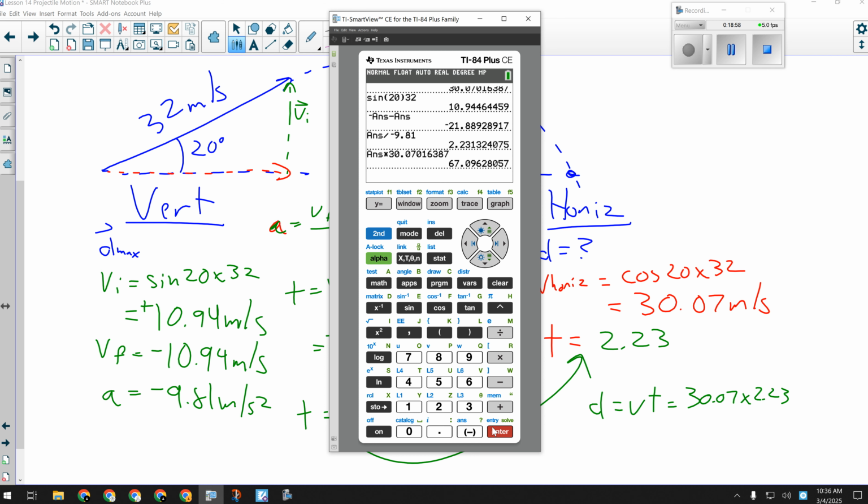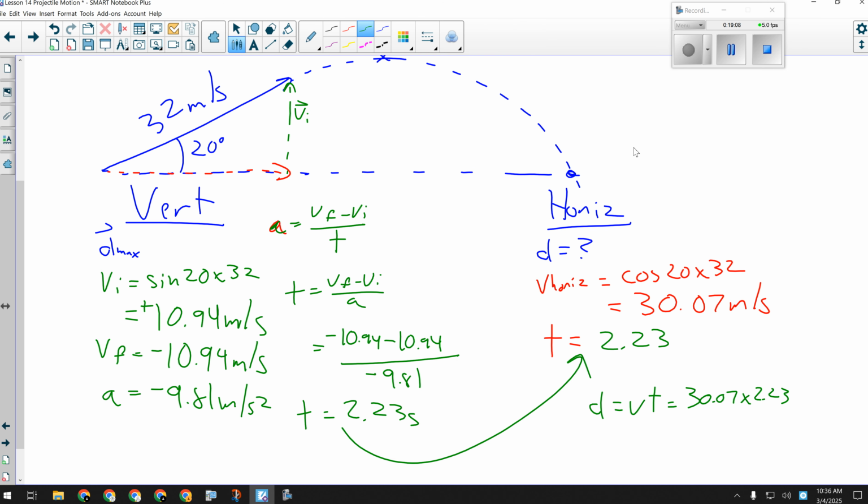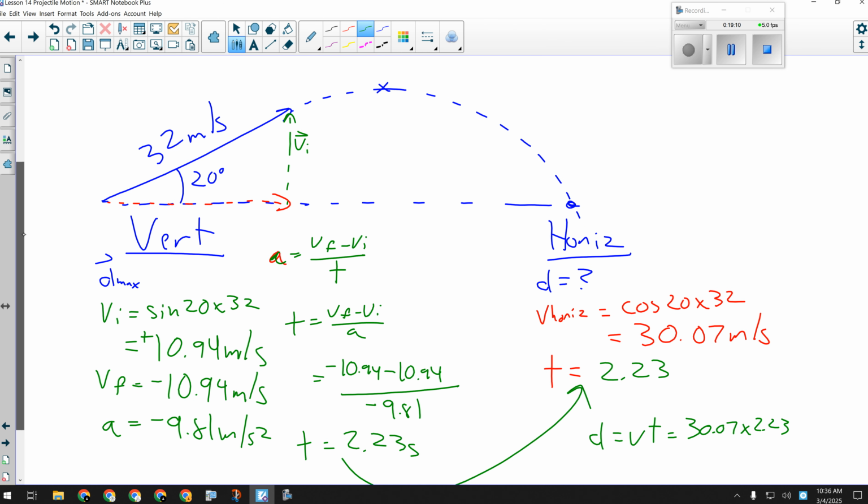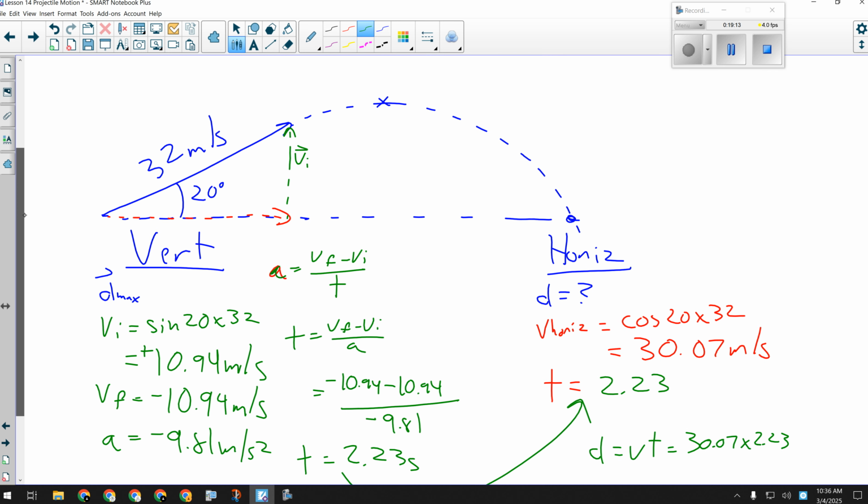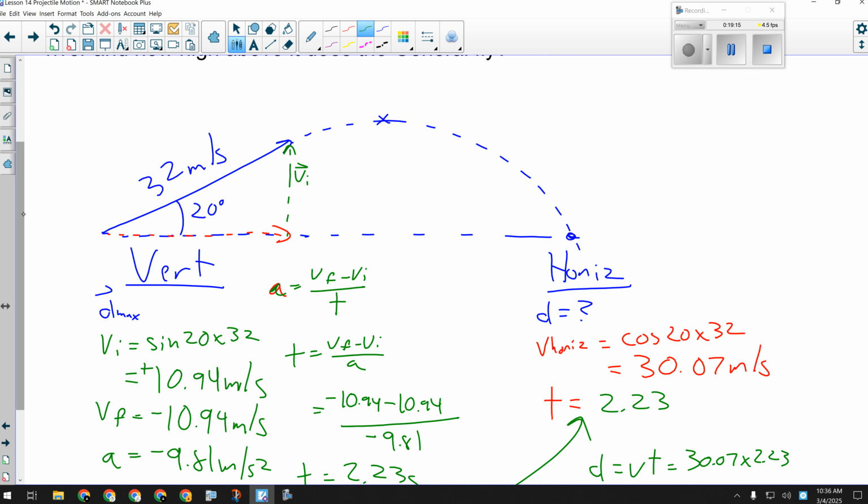They also wanted us to calculate the maximum height that the car would reach. Okay, so let's go back to this. We can still keep all of this work that we've done. It's still going to be useful to us, okay? The maximum height occurs here, exactly halfway through the flight, okay? Vertically speaking, how fast is the car going at its maximum height?